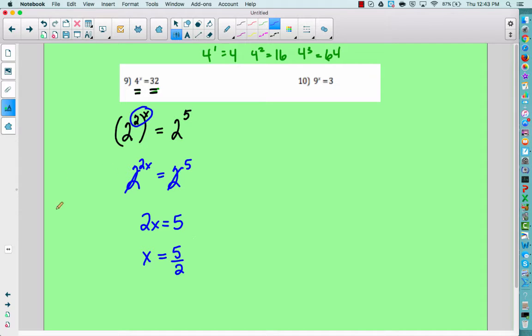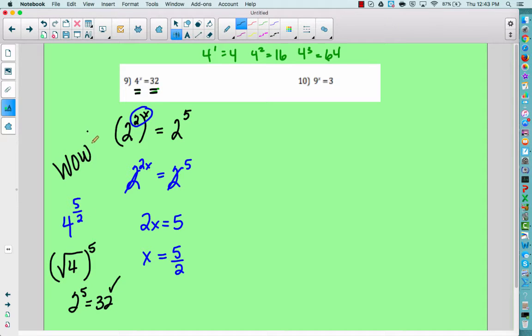All right, let's test that. So 4 to the 5 halves. 4 to the 5 halves is the square root of 4 to the 5th power. Square root of 4 is 2. 2 to the 5 is 32. Wow. Mind blown. Wow.